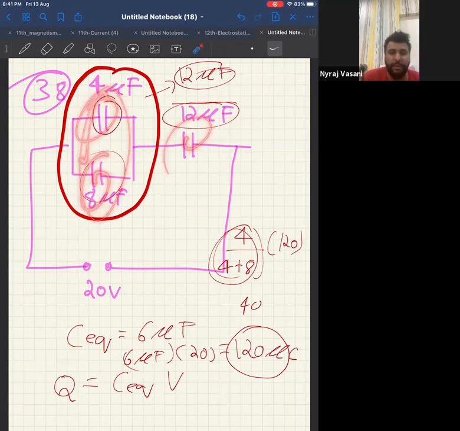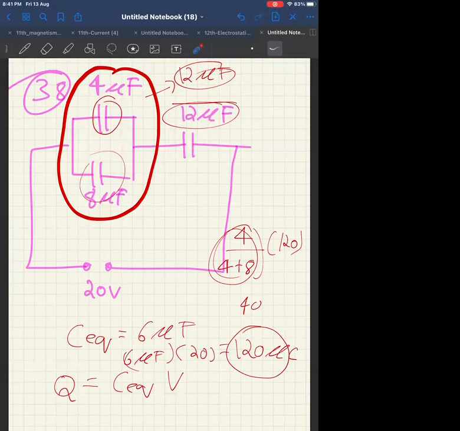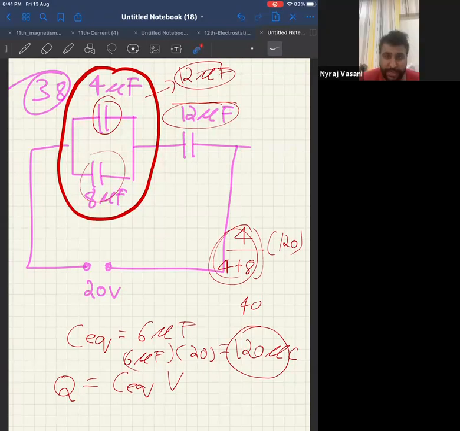Now tell me, what is the total charge on 12 microfarad? 120. Therefore, my intention is, whatever they ask you in the question, forget that. You should find out everything for every capacitor. So now my question is, can you find the charge for this, this, and this? 40, 80, 120. Check.